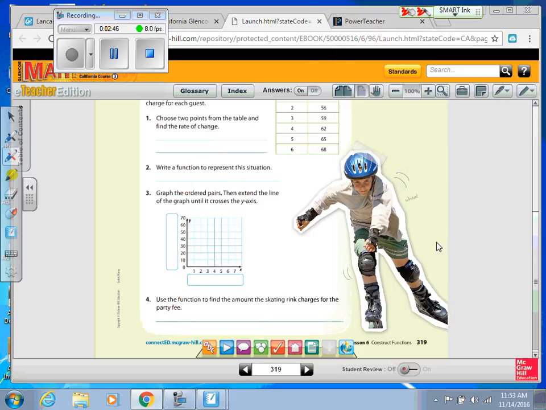Okay, finally they say here, use the function to find the amount the skating rink charges for the party fee. And when we looked at the graph, we saw that it was starting at 50. So if we extend the line to 0 guests, we're going to be at 50, and it's going to go like that. So by looking at the graph, we know that the party fee is $50.